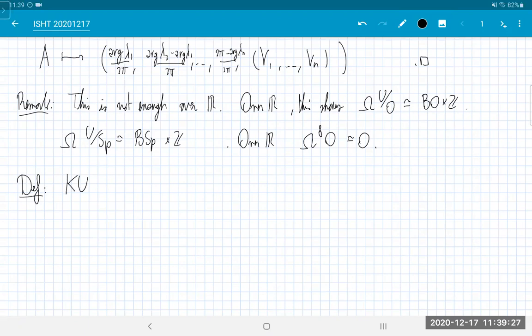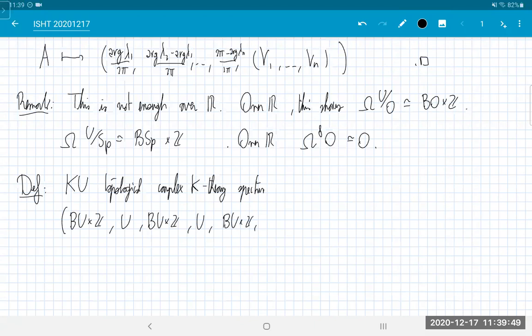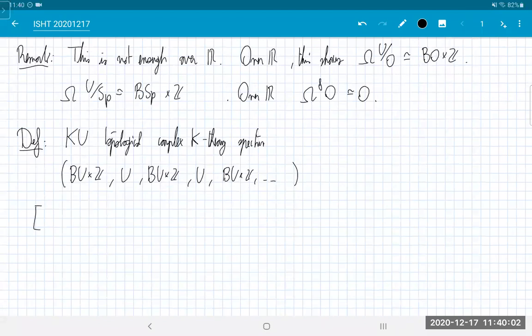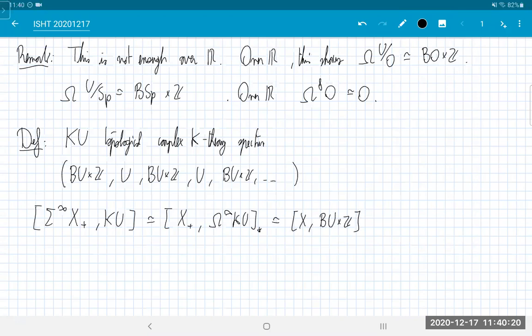I define KU, the topological complex K theory spectrum, as the spectrum BU times Z, U, BU times Z, U, BU times Z, etc., with homotopy equivalences, which you need to specify. They're the ones that are given by the Bott periodicity theorem. And so homotopy classes of maps from sigma infinity of X plus to KU are the same thing as pointed homotopy classes of maps here, which are the same thing as just plain homotopy classes of maps from X to BU times Z, which is pi zero Vect of X group when X is finitely dominated.